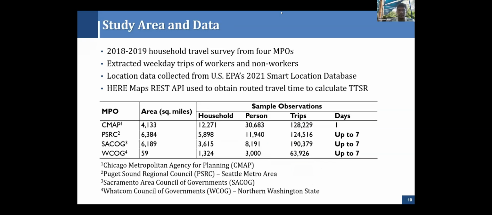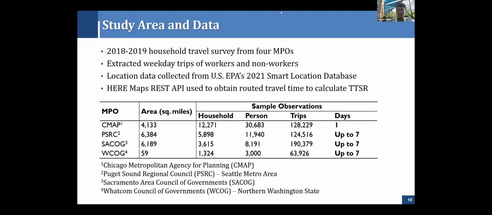So in this study, I used the 2018-19 household travel survey from the 4 MPOs, which are CMAP, or the Chicago Metropolitan Agency for Planning, PSRC, or the Puget Sound Regional Council, SACOG, or the Sacramento Area Council of Governments, and WCOG, the Whatcom Council of Governments. The collected datasets contain household, person, and trips data, and each dataset has up to 7 days of observation, except CMAP, which has only 1 day of observation for each person.